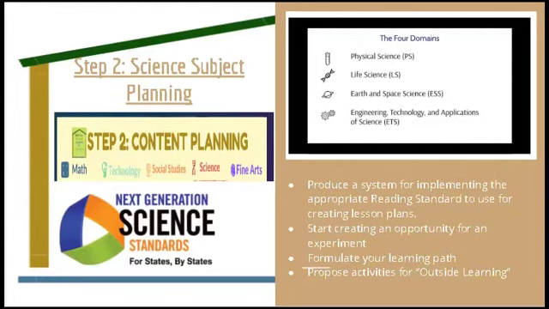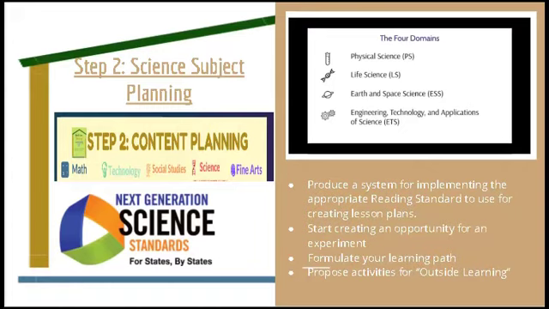Moving on to step 2, content planning. Here we start to create science plans according to the Next Generation Science Standards. At this step, we see that under the 4 domains of science, our book and our experiment fall under the chemistry category. So I want to remind you, whatever book you decided to pick in step 1 should have to do with the category of chemistry and science.